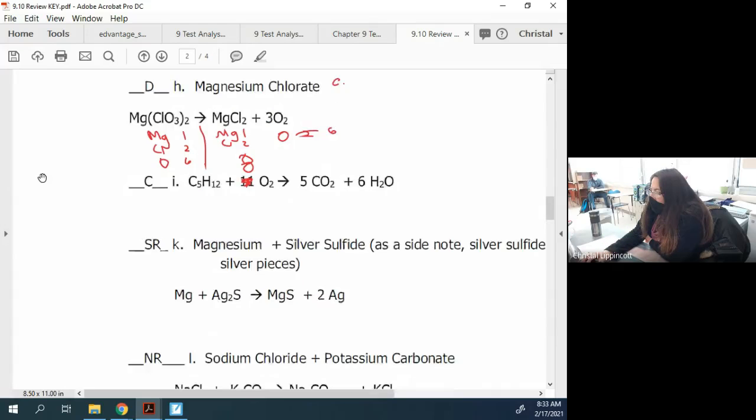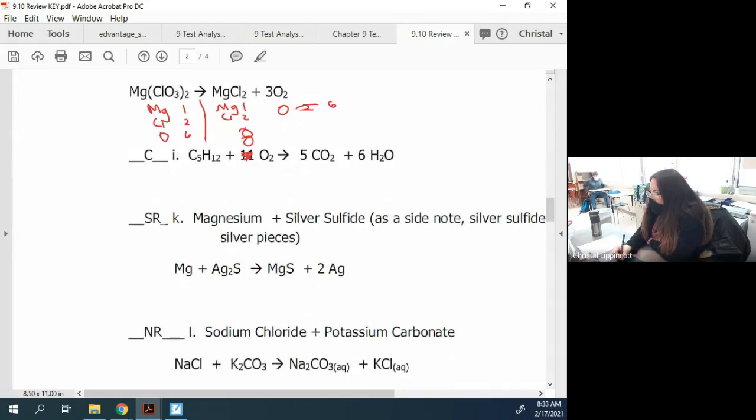All right, the next one is a combustion reaction. Okay, and I gave you rules for combustion reactions. Do you remember the rules for combustion reactions? I told you that if this is an even number here, we're going to put a 2 out front. If it's an odd number, we don't do anything. We just start balancing our carbons.